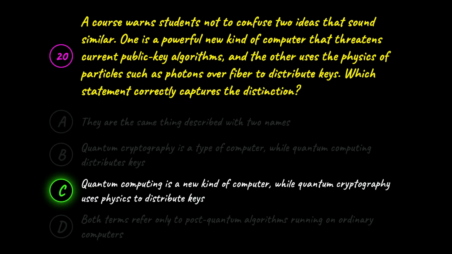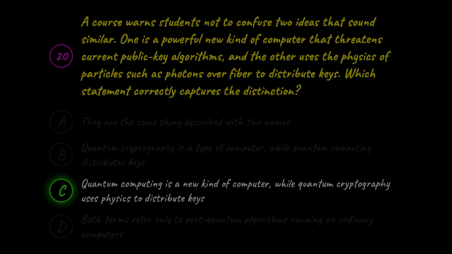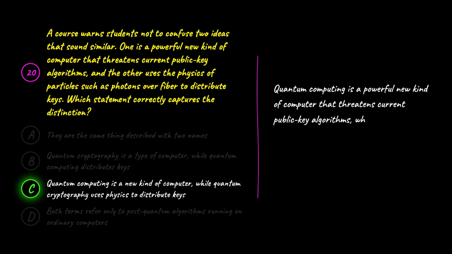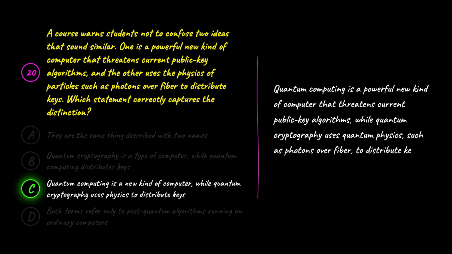The correct answer is C. Quantum computing is a new kind of computer, while quantum cryptography uses physics to distribute keys. C is correct because quantum computing is a powerful new kind of computer that threatens current public key algorithms, while quantum cryptography uses quantum physics, such as photons over fiber, to distribute keys. The course stresses that these are different things.